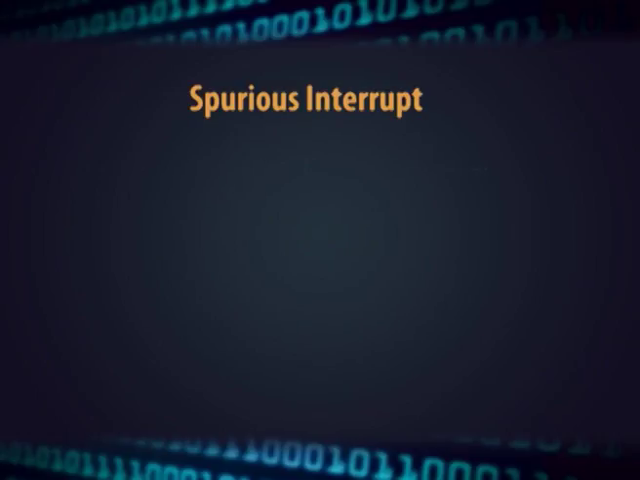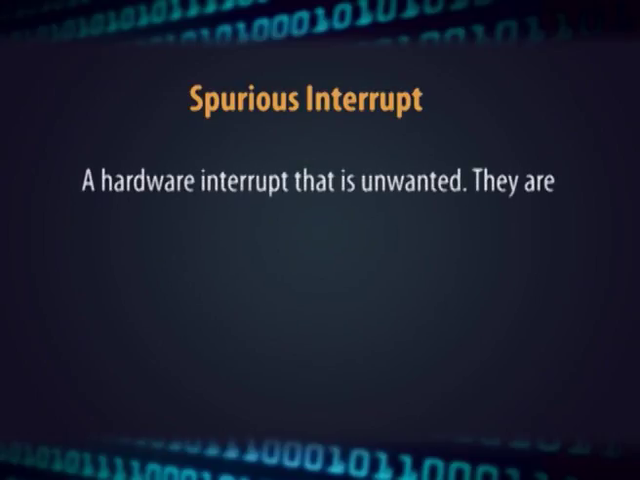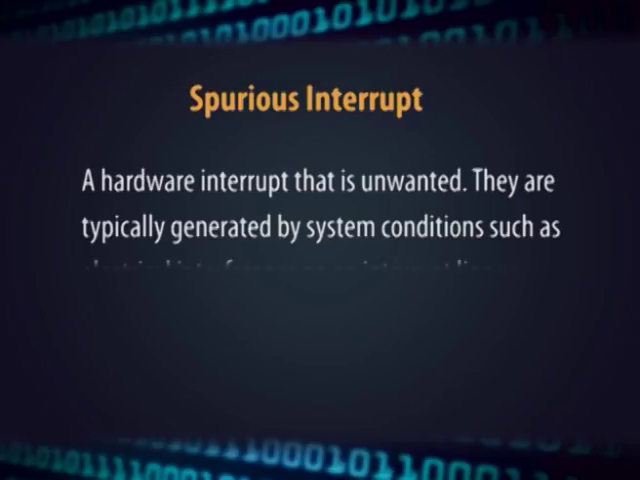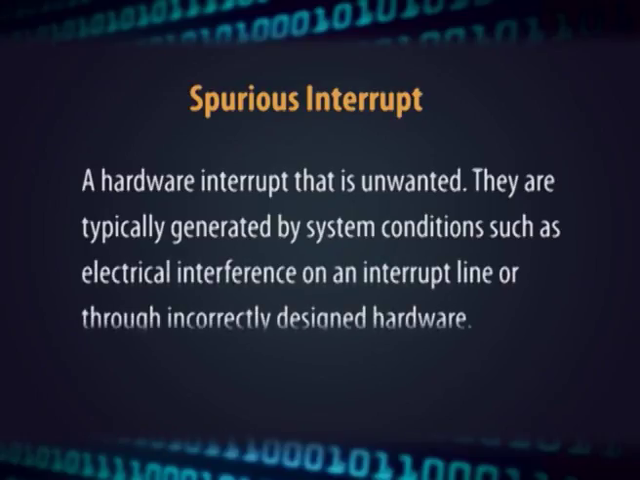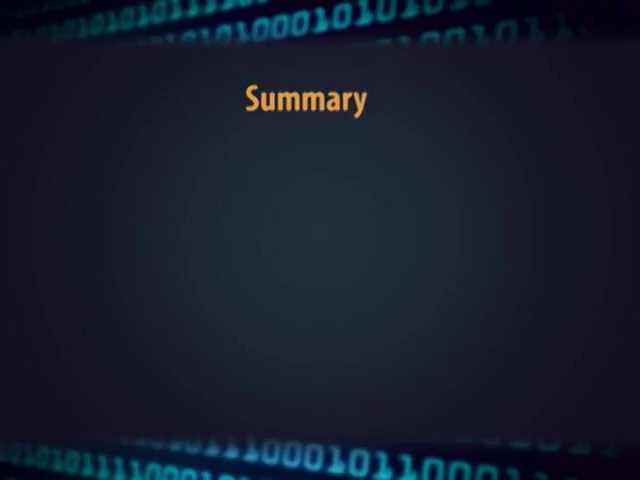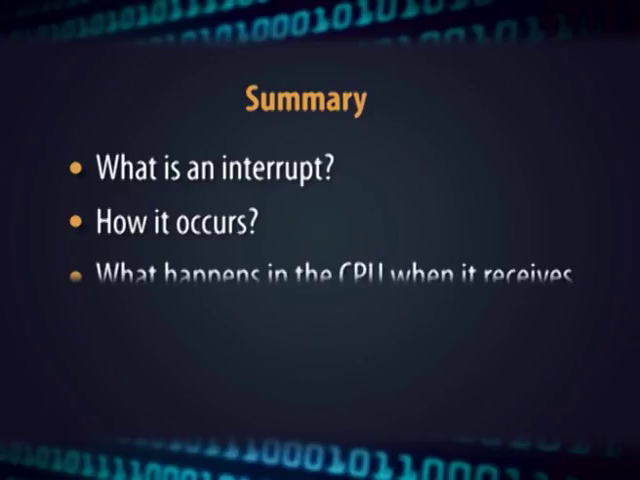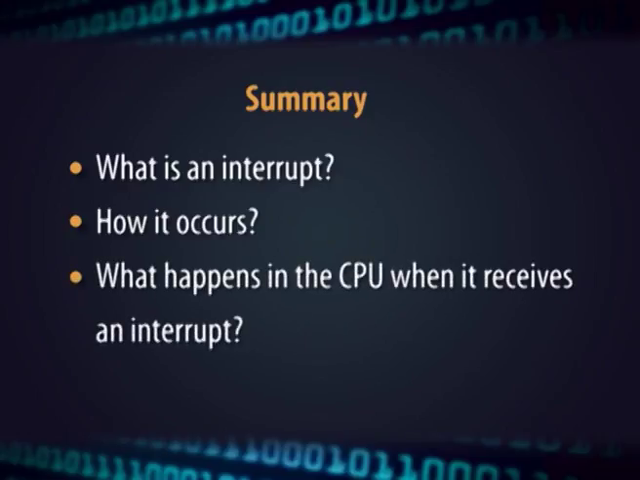Next is the spurious interrupt, a hardware interrupt that is unwanted. They are typically generated by system conditions such as electrical interference on an interrupt line or through incorrectly designed hardware. So, what we have learned today can be summarized as what an interrupt is, how it occurs, and what happens in the CPU when it receives an interrupt, using the example of the microprocessor 8088/8086. The interrupts were explained with the help of interrupt related instructions. Thank you.